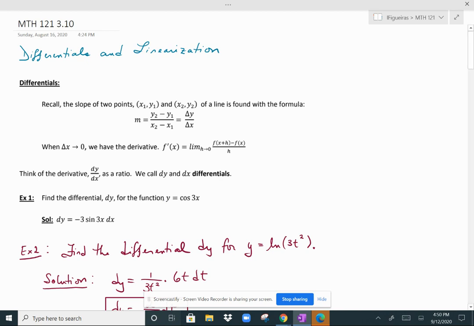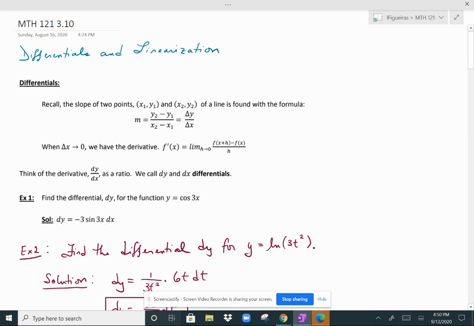So to find the differential of cosine of 3x, we need to use chain rule. So that'll give me negative 3 sine of 3x. But notice that here I have dy equals negative 3 sine of 3x times dx.